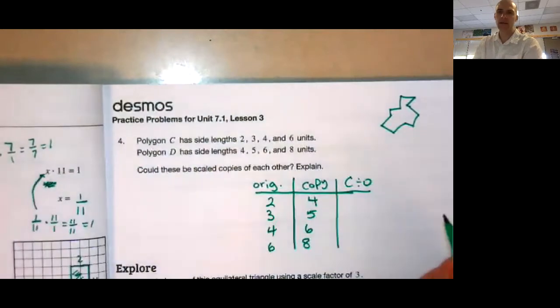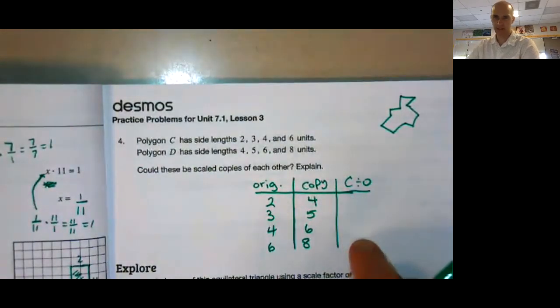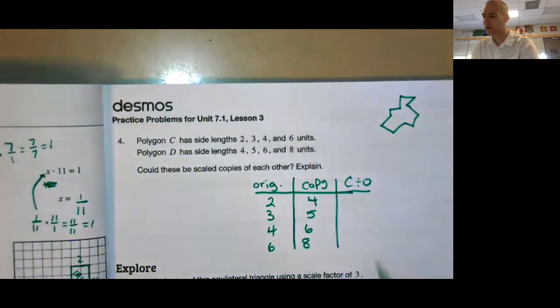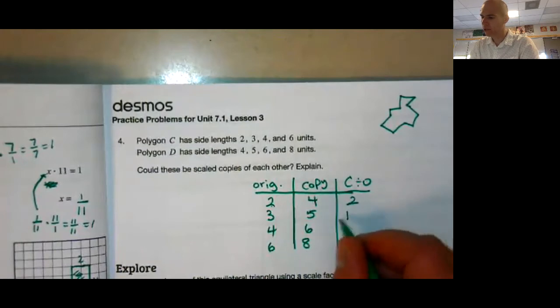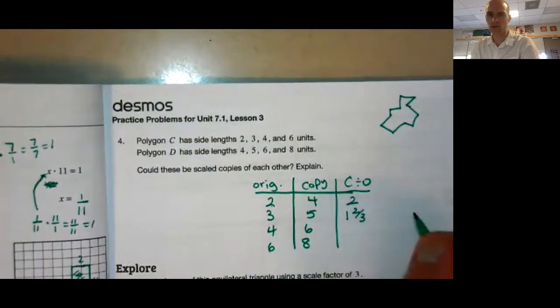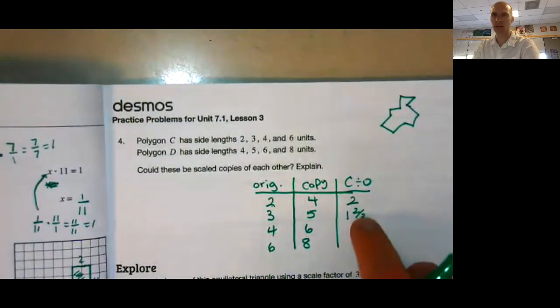And now we know that in order for these to be scaled copies of each other, this C divided by O ratio needs to be the same the whole way down. If it is, they're scaled copies and that number is a scale factor. If they're not all the same, they're not scaled copies of each other and there is no scale factor. So 4 divided by 2 is 2. 5 divided by 3, well, it's not 2, right? This is 1 and 2/3, or 5/3, however you like to think of it. That's enough for us to stop right there. We have different ratios between side lengths.